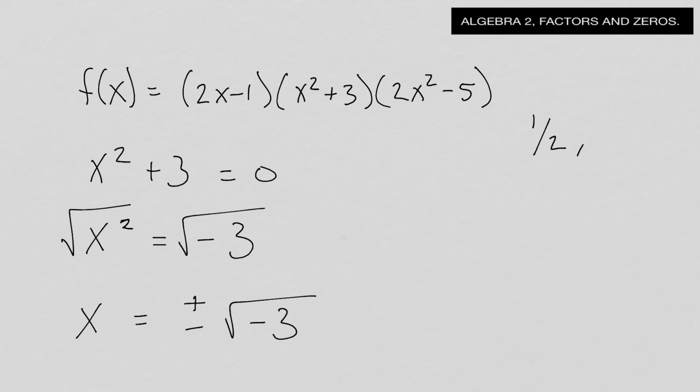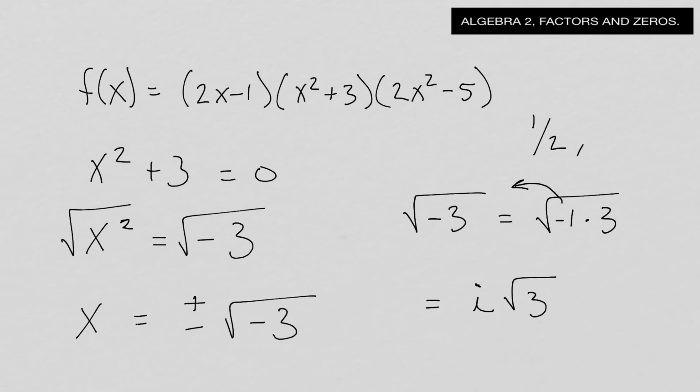So we know that x equals plus or minus negative 3. Let's look at the square root of negative 3. We could say that equals the square root of negative 1 times 3, which means I could take out this negative 1. So the square root of negative 3 equals i times the square root of 3.